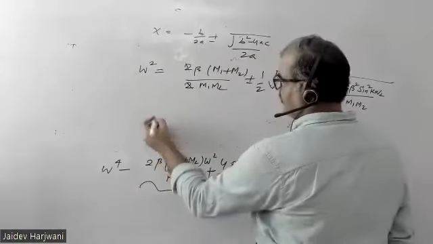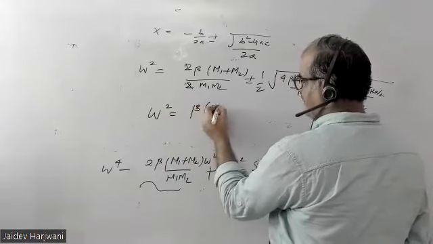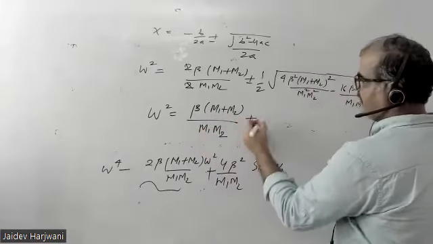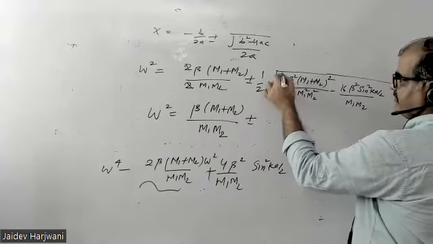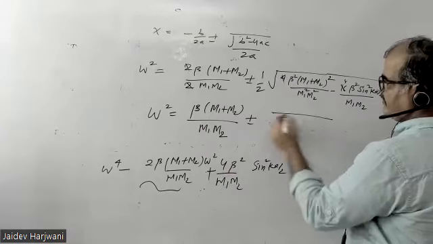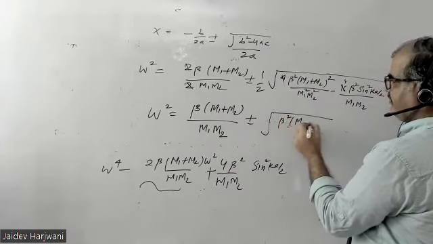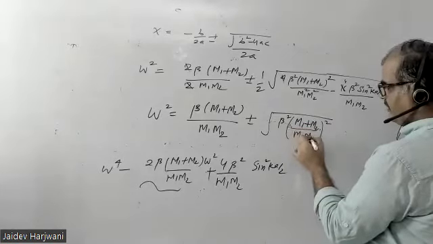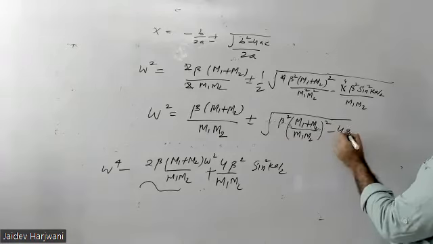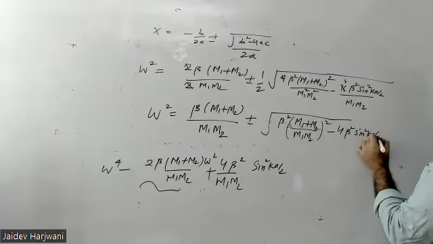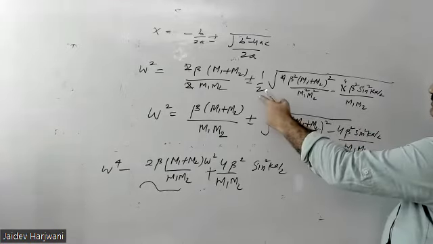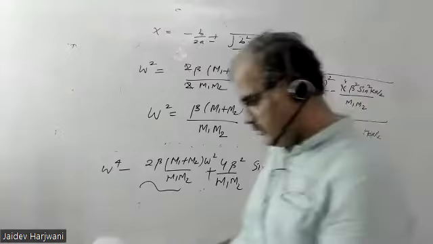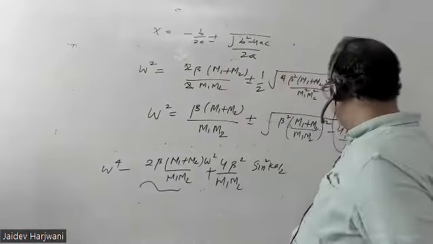And if you solve further, this will be omega square equals beta m1 plus m2 upon m1 m2, plus minus, this half goes inside and becomes 4. So this will cancel, this becomes 4. So what I'll get is beta square m1 plus m2 whole square upon m1 m2 whole square, and this we have minus 4 beta square sin square ka by 2 upon m1 m2. Why 2? Because the 2 goes inside, so it becomes 4, so 4 cancels.